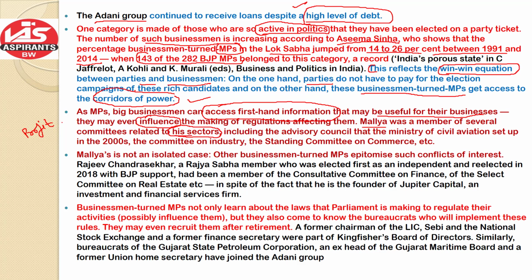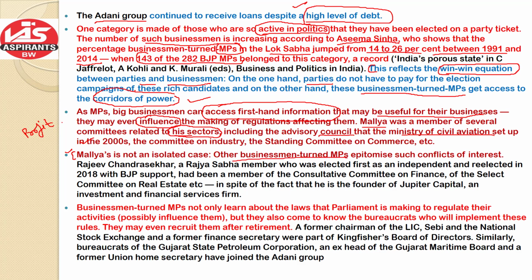That means for the companies he was dealing with, he was a member of several committees related to those sectors, and that includes even the advisory council that the Ministry of Civil Aviation set up in the 2000s. So that means they are influencing the policies so that they get benefit in their business, and that is why they are increasingly turning to politics. So these are the businessmen turned MPs. And the author says that Malia is not an isolated case. As I've told you earlier, it's not only Malia.